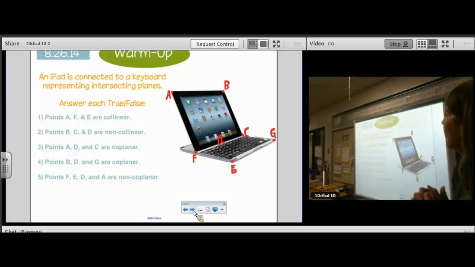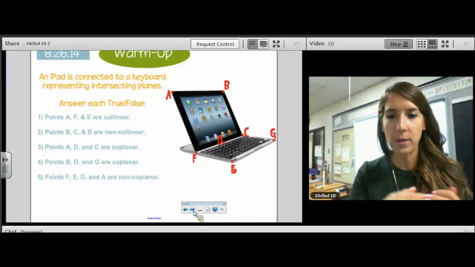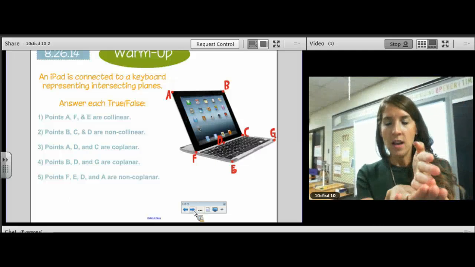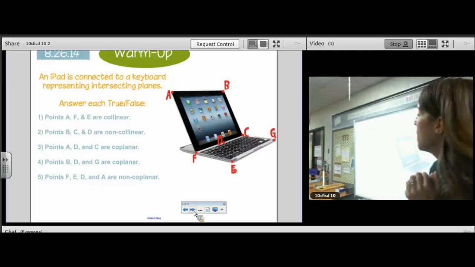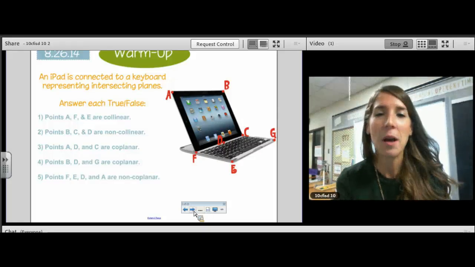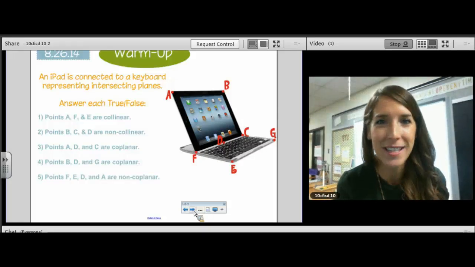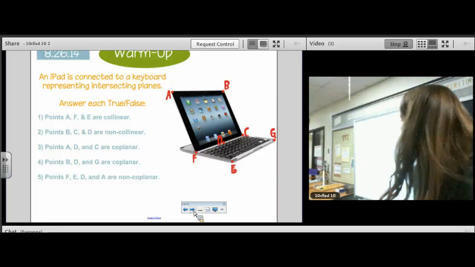All right, so we have an iPad connected to a keyboard, and that's going to represent intersecting planes. We're going to learn more about intersecting planes in our lessons today. But all we needed to do was answer true, false. In geometry, we love true, false questions, and we love always, sometimes, never questions. So get ready. They're lots of fun.